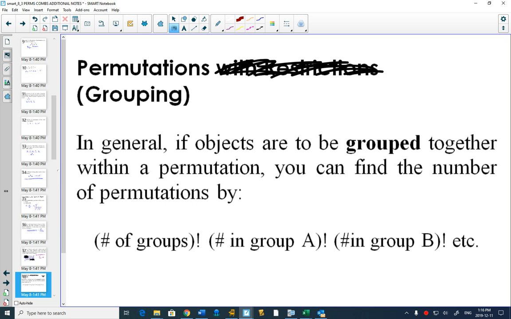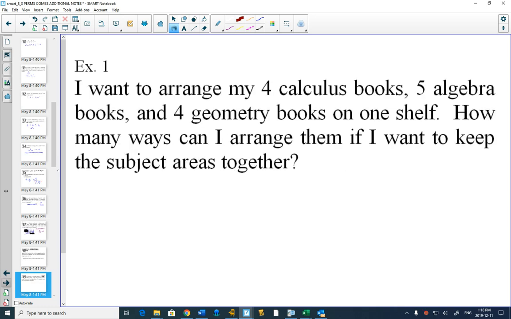And I've got a formula here. We're going to come back to this page. We're going to first look at an example. Okay? I want to arrange all my math books. And I happen to have 4 calculus books, all different, 5 algebra books, all different, and 4 geometry books, all different.